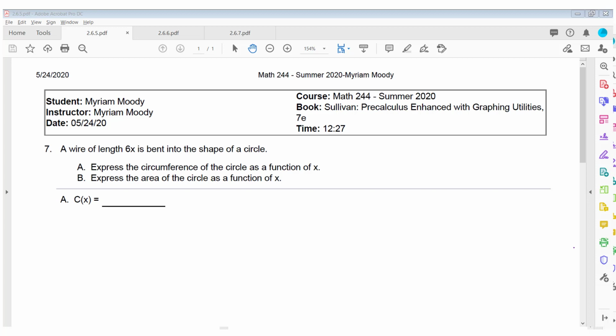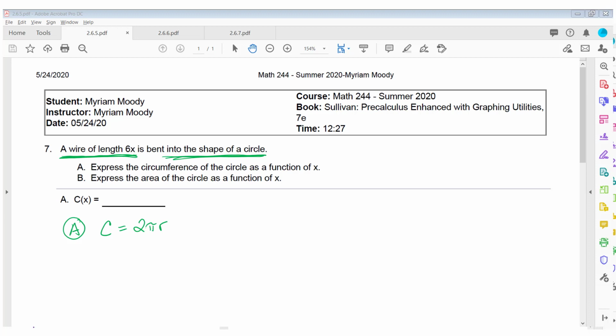All right, so we have a wire of length 6x and it is bent into the shape of a circle. Sounding a little familiar. So they would like us to find the circumference of the circle. All right, so let's deal with part A. How do you find the circumference of the circle? Yep, we just did it, 2 pi r. Agreed? Question. This wire being a length of 6x and the entire wire is bent into the shape of the circle, what does the 6x actually represent? Yeah, the 6x actually represents the circumference, doesn't it?